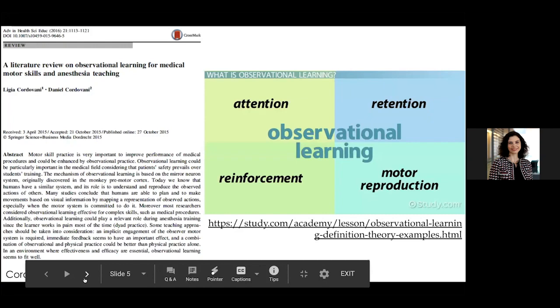Basically, it amounts to a group of theories arising from psychology and motor learning that suggest that we can actually effectively learn in the absence of physical practice and simply by observing others. Albert Bandura is credited as the first psychologist to really articulate this in what he called the observational learning theory in the early 1960s. And it was a precursor to what he then created, which was the social cognitive theory of learning, which is also relevant to what we're talking about.